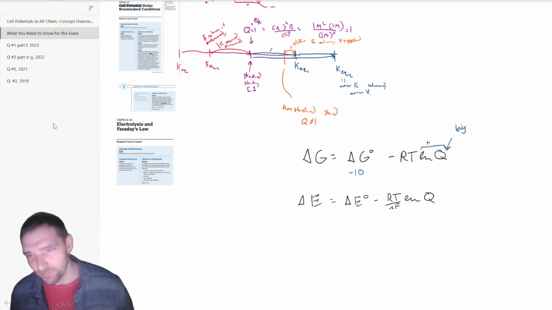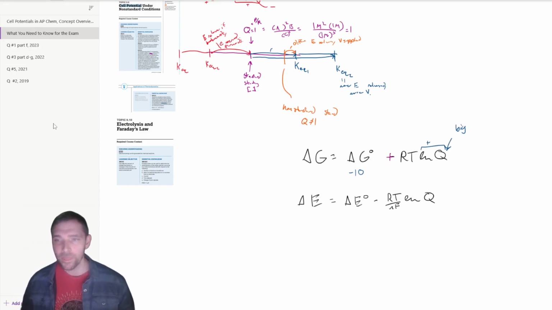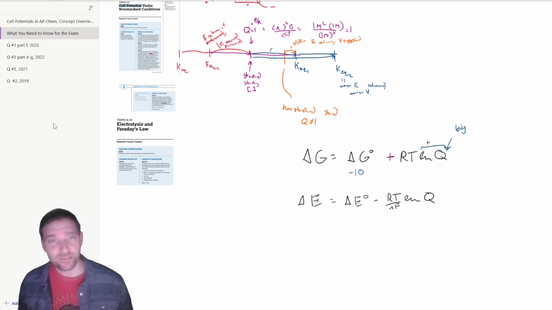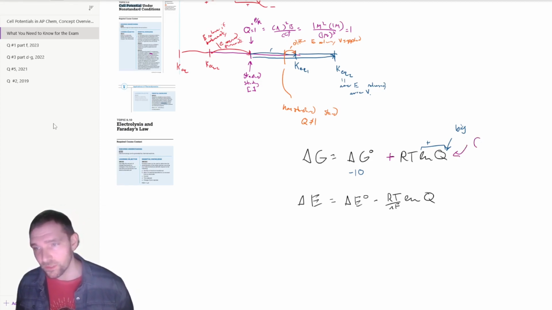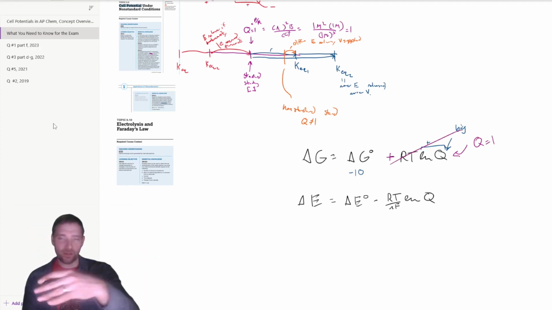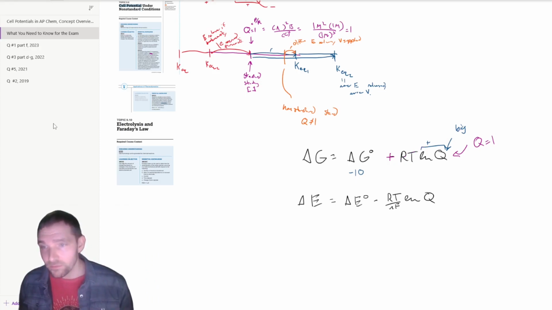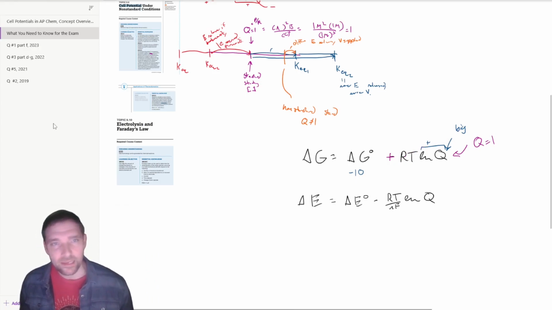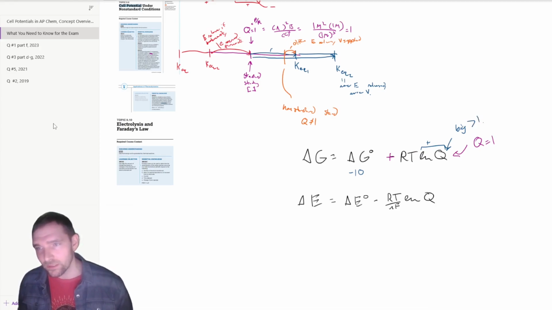This should be a positive sign right here. So if you've got a Q that's bigger than 1, then it's going to affect this. So you could imagine the standard condition. What if Q is equal to 1? Well, this whole part just is gone and you've got the standard Gibbs free energy. But what if that Q is actually bigger? So it's greater than 1.